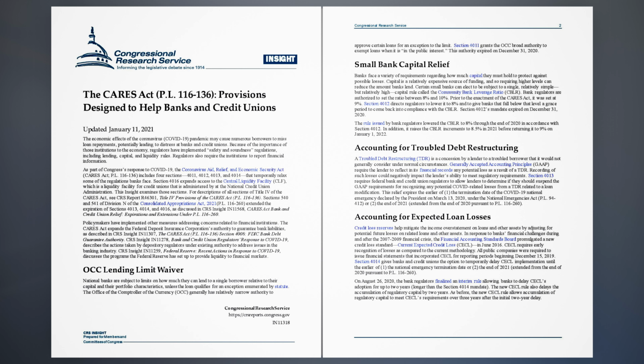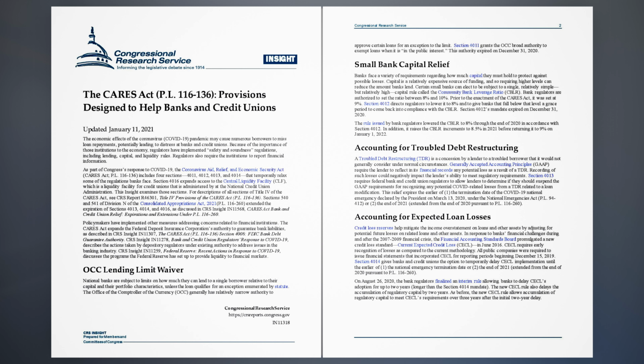OCC Lending Limit Waiver. National banks are subject to limits on how much they can lend to a single borrower relative to their capital and their portfolio characteristics, unless the loan qualifies for an exception enumerated by statute. The Office of the Comptroller of the Currency (OCC) generally has relatively narrow authority to approve certain loans for an exception to the limit. Section 4011 grants the OCC broad authority to exempt loans when it is in the public interest. This authority expired on December 31, 2020.